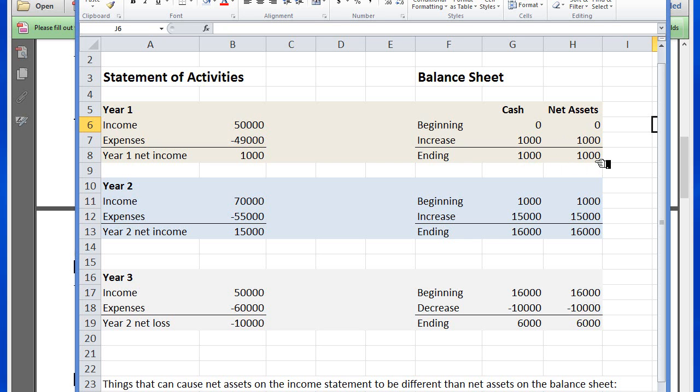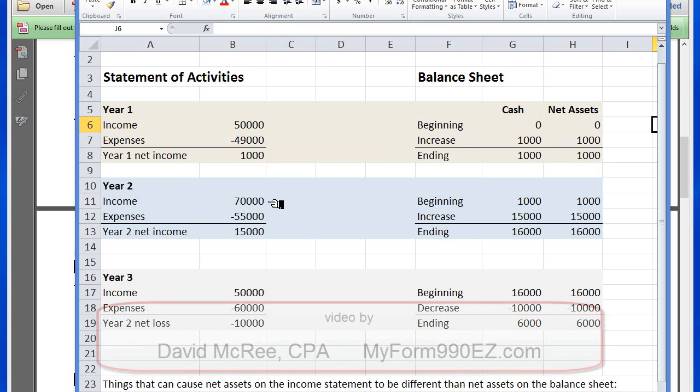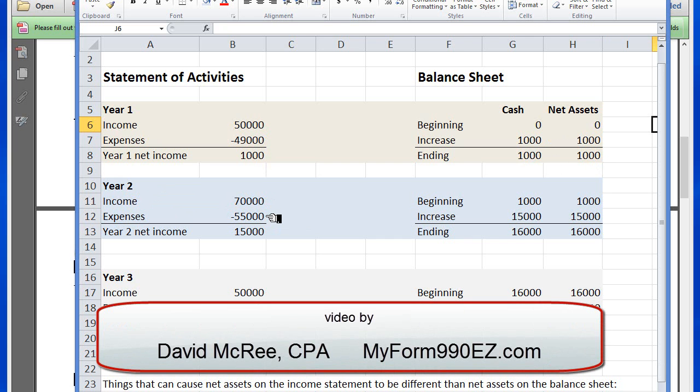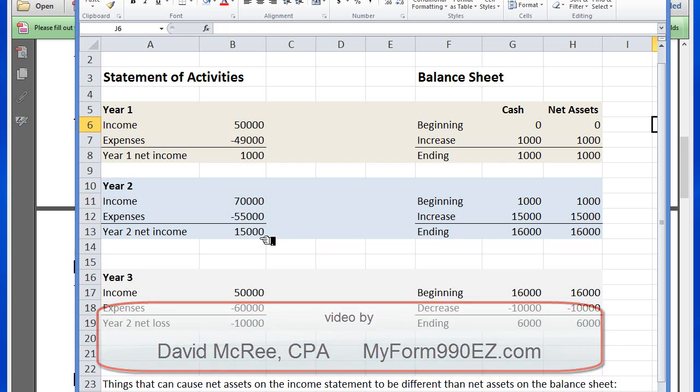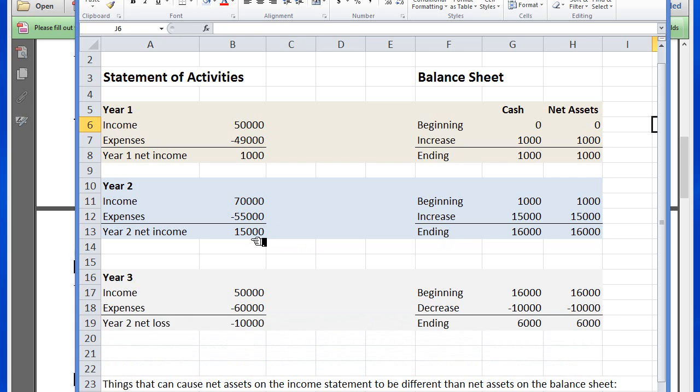So let's continue on with our example. In year 2, we have $70,000 of income and $55,000 worth of expenses. That means that we have $15,000 left over at the end of the year, excess.